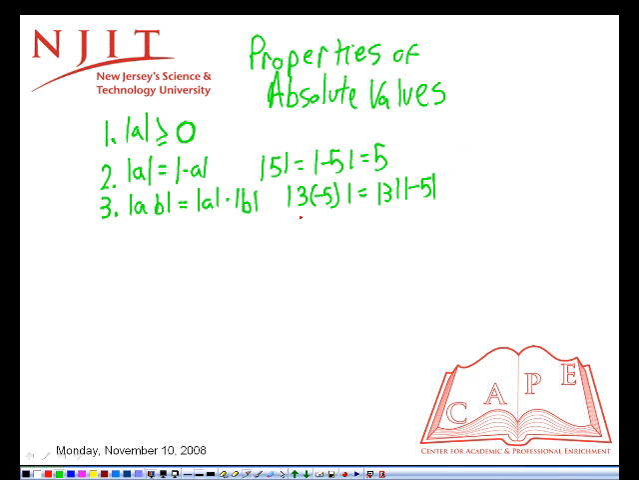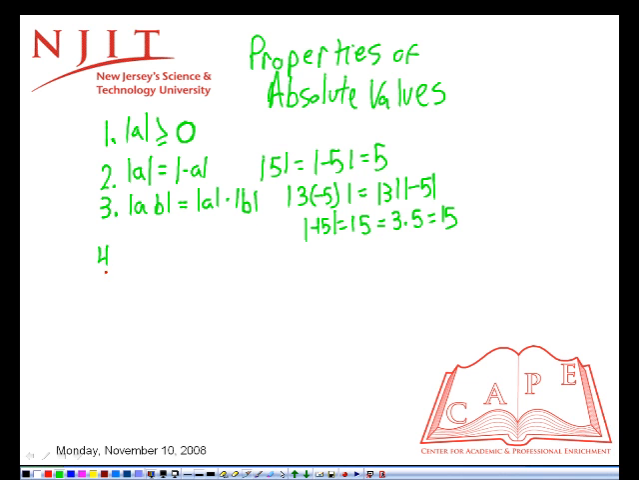In one case, you have the absolute value of negative 15, which is 15, and in the other case, you have the absolute value of 3, which is 3, times the absolute value of 5, which is 5. 3 times 5 is 15.